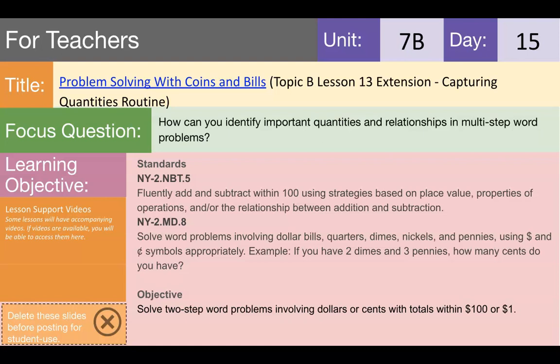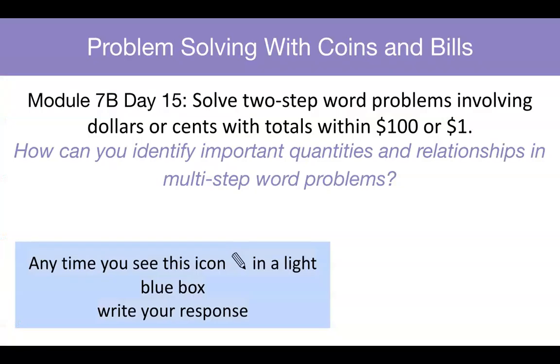The overall objective of the lesson is to solve two-step word problems involving dollars and cents with totals within $100 or $1. So it's problem solving with coins and bills, all right? And we are using the instructional routine to identify important quantities and relationships in multi-step word problems, which is always a big struggle for our students with disabilities.